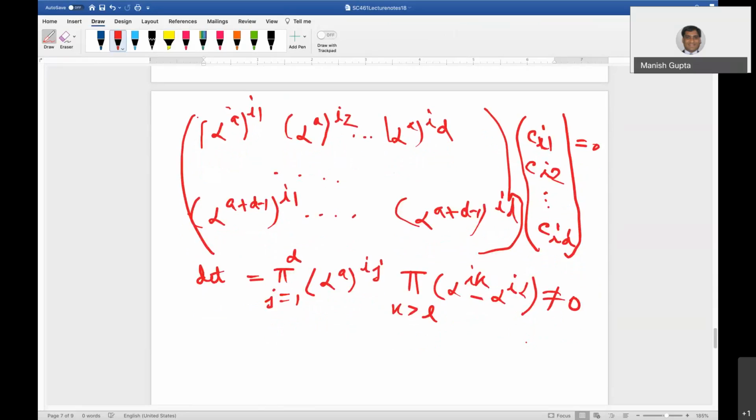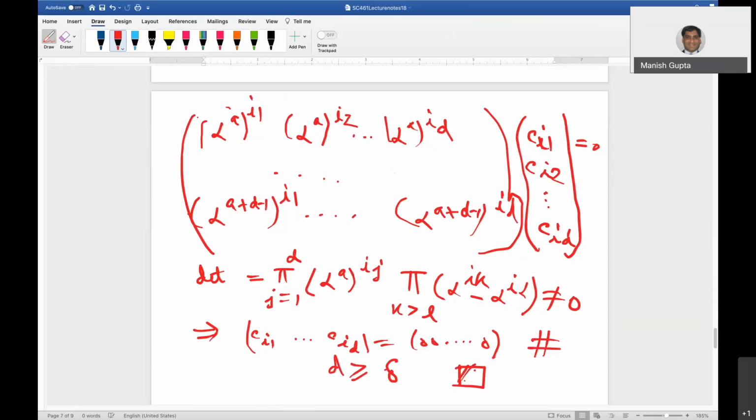Now, if the determinant is not equal to 0, this implies that the solution of this equation will be what? Ci1, ..., CiD will be all 0, right? Which is a contradiction actually. So that means our D should be at least delta. Okay, this is the proof that the minimum distance of the BCH code is at least delta.